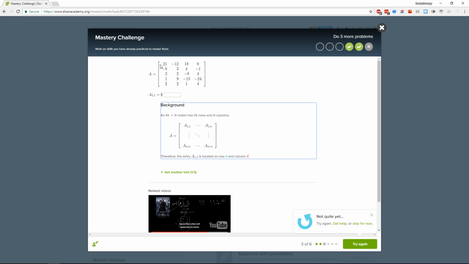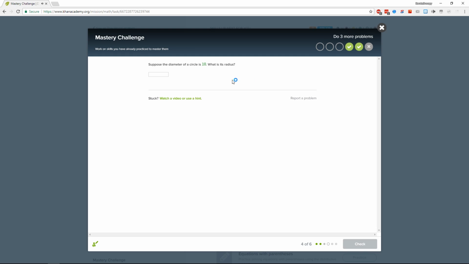this is the first column. This is the first row. This is the first column. So row 5. 1, 2, 3, 4, 5. Column 2. Okay. What's its radius? 5.